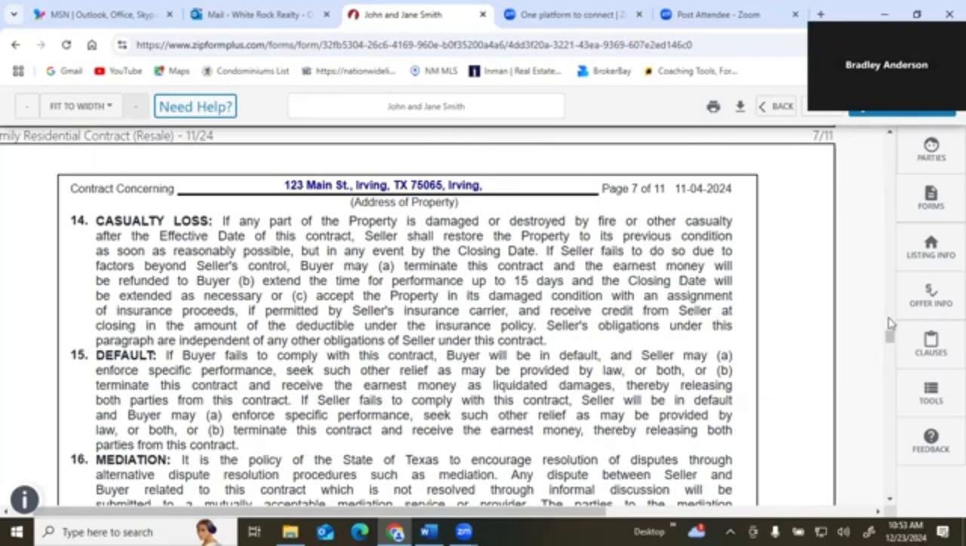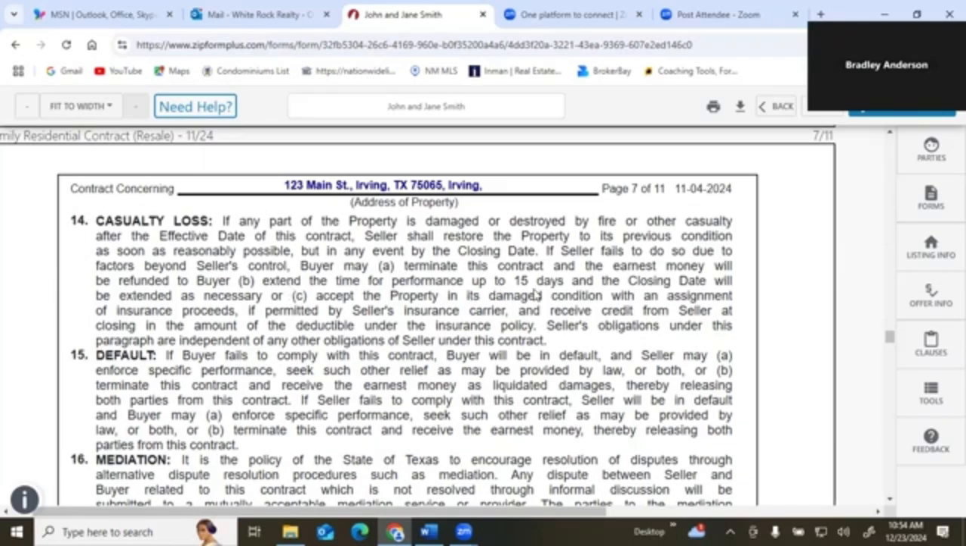So it says, if any part of the property is damaged or destroyed by fire or other casualty after the effective date, seller shall restore the property to its previous condition as soon as reasonably possible, but in any event, certainly by the closing date. All right, and that's a tall order. That's going to be a tall order if every home on the street needs a roof replacement. If the seller fails to do this, due to factors beyond the seller's control, buyer may have a couple of options. They can terminate and the earnest money will be refunded, or they can extend the time to perform.